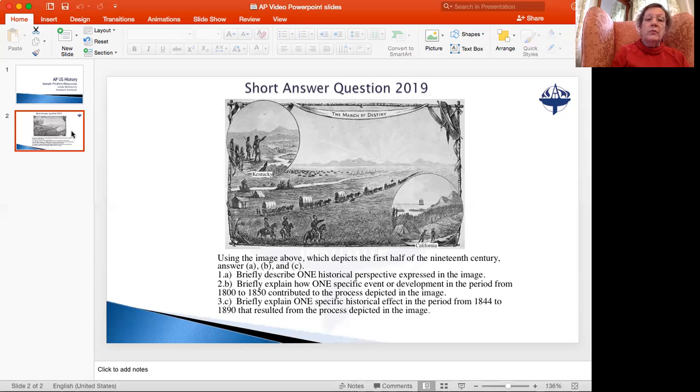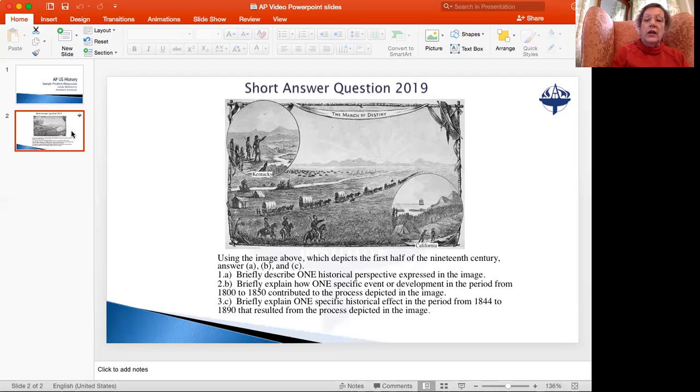So question number 1 says, briefly describe one historical perspective expressed in the image. Being as these questions are set up as A, B, and C, that's exactly how they should be answered. There is no need to write in paragraph form. By doing an ABC listing, you are more likely to make sure that you've answered all parts of the question.